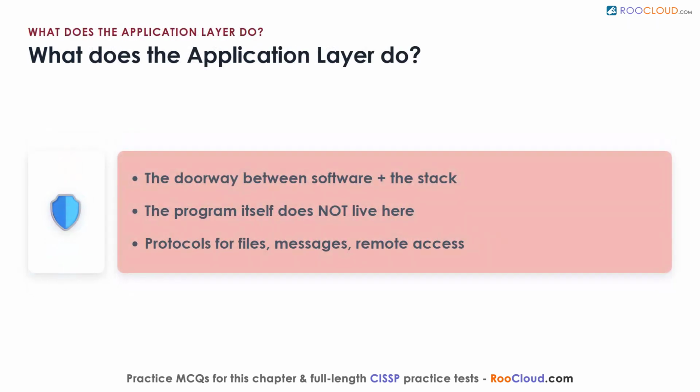What does the top layer, the application layer, actually do? It is the doorway between your software and the stack. The program itself does not live here. What lives here are the protocols and services that let software transfer files, exchange messages, and reach remote systems. Think of it as the reception desk of a building. It does not do the work inside, but nothing gets in or out without passing through it first.